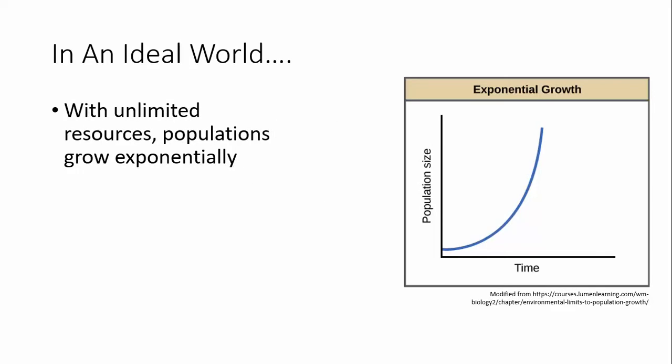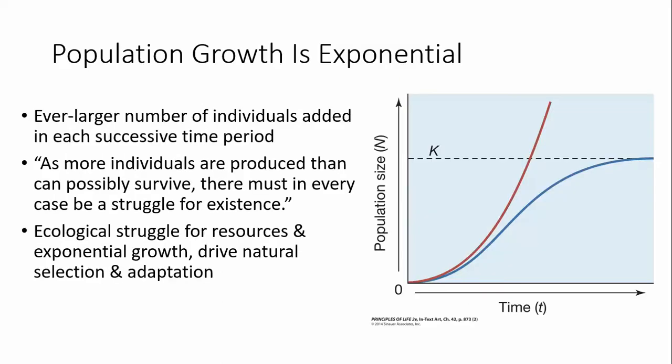So in an ideal world where there are no limits, where there's unlimited resources, unlimited space, populations would grow exponentially. And in fact, when you have a population settle in a new place, unless there's already extreme competition, initially their population will grow exponentially. However, as more individuals are produced than can possibly survive, there is a struggle for existence. That is the very essence of natural selection.